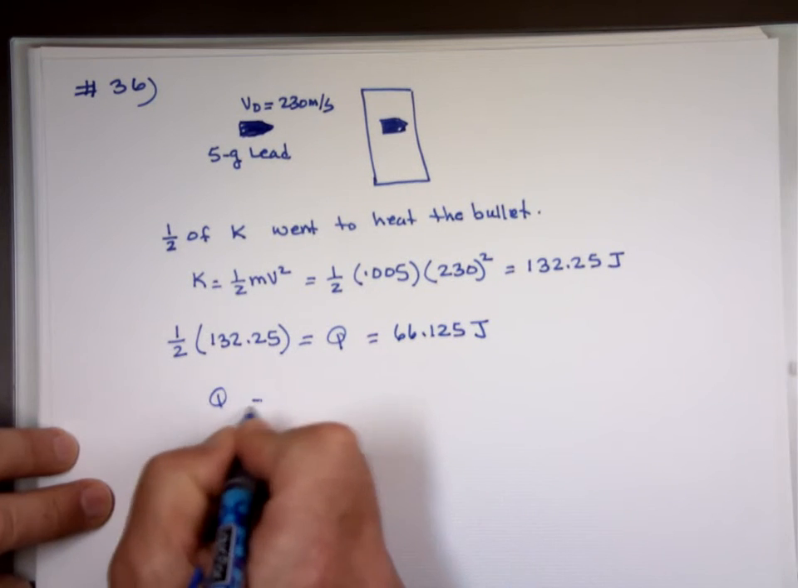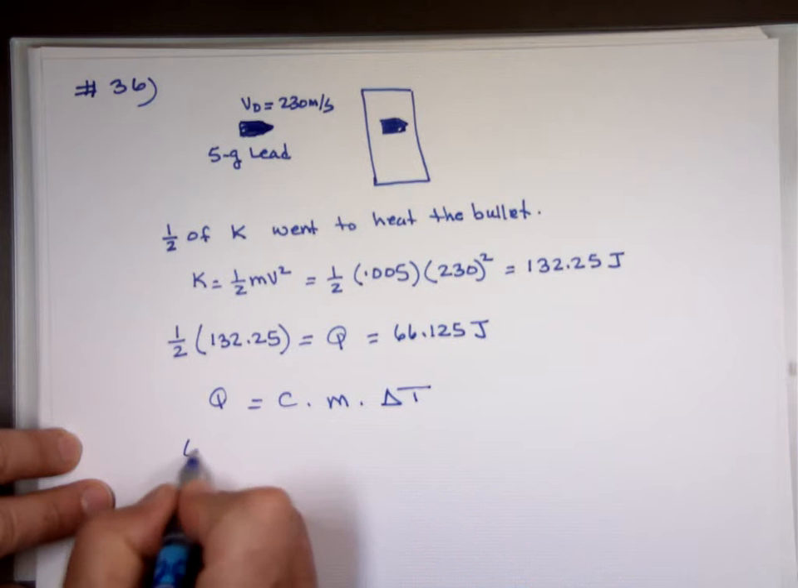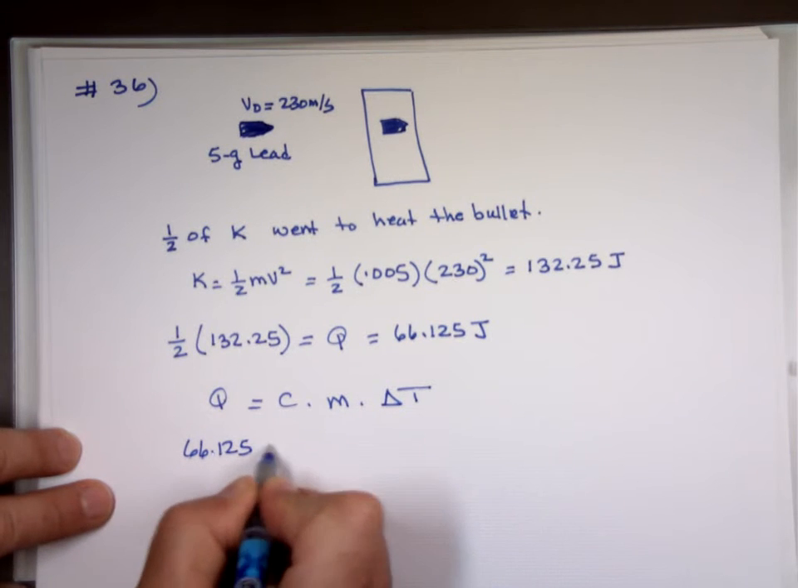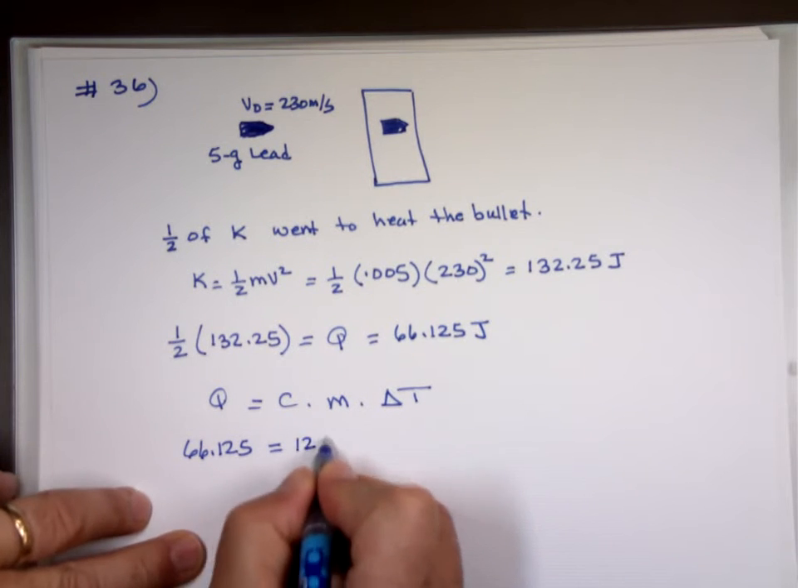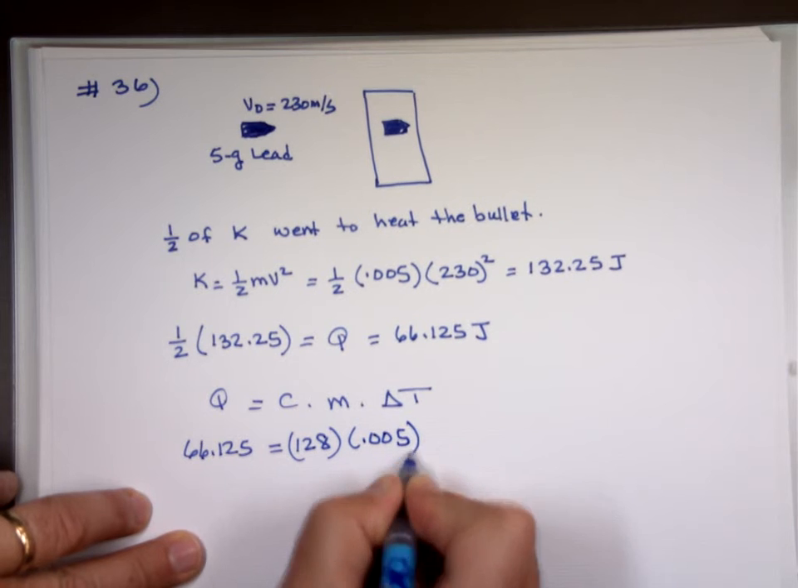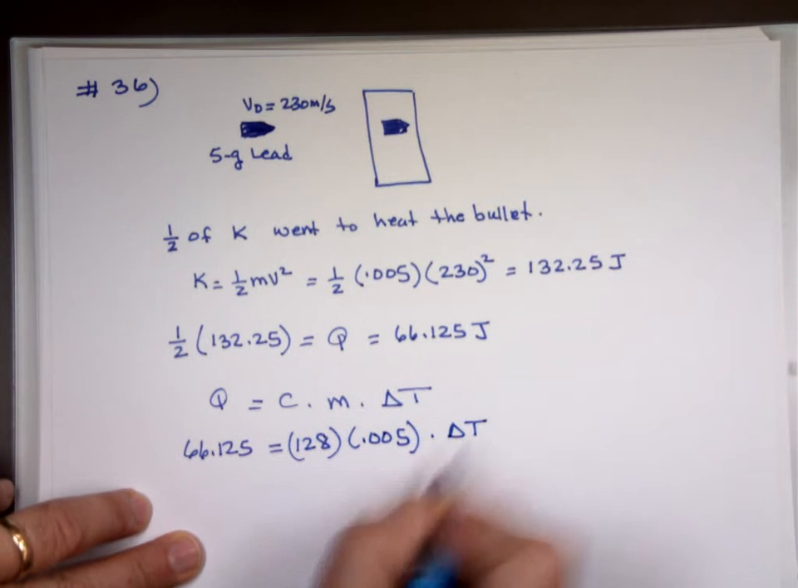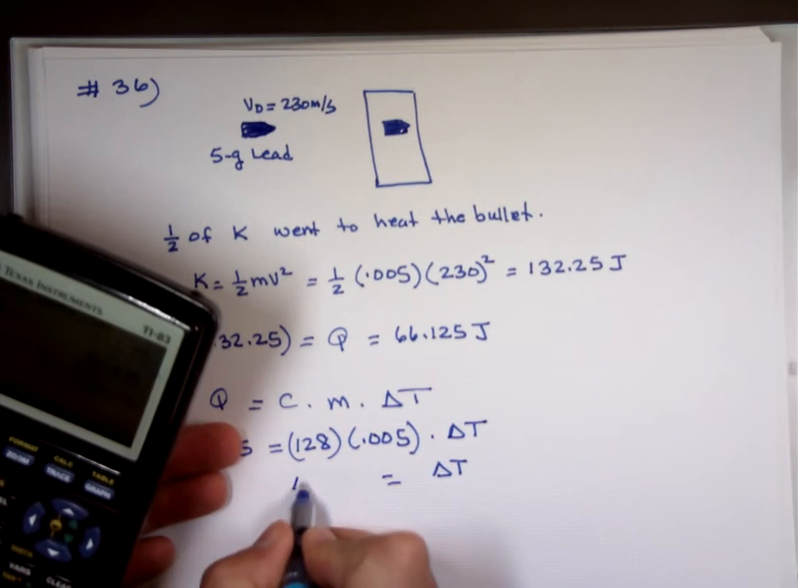Q equals C times M times delta T. 66.125 equals, now C for lead. Let's look at the chart on page 529. Specific heat for lead, 128, times the mass, which is 0.005, times the change in temperature. Can we get the change in temperature? Well, the temperature increased by 103.3 degrees.